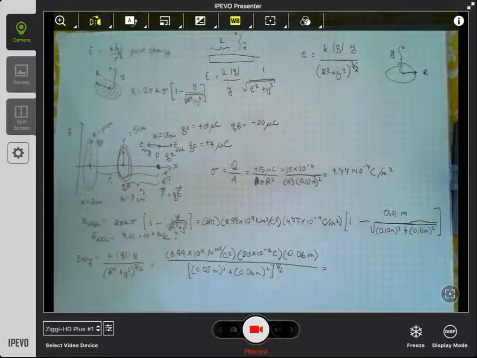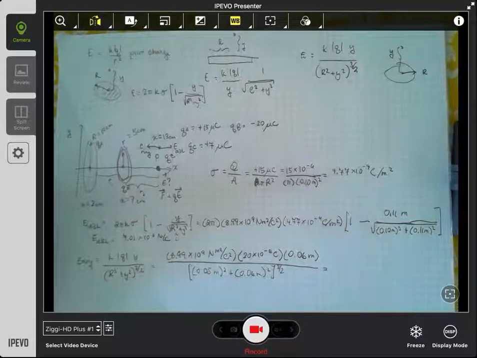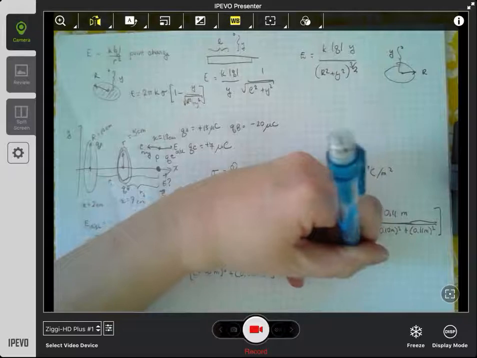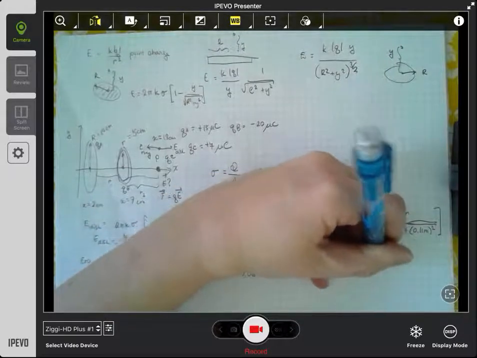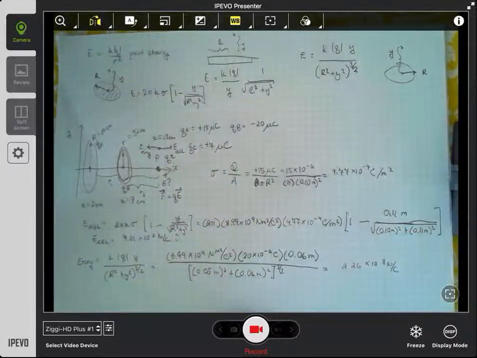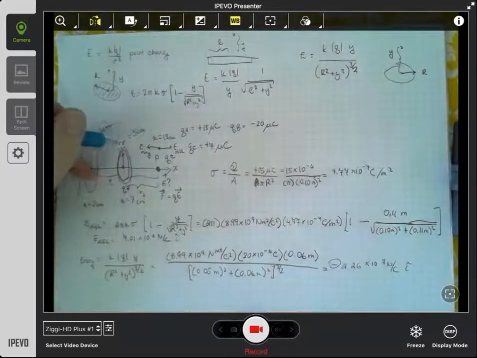9 e to the 9th times 20 e to the -6 times 0.06 divided by 0.05 squared plus 0.06 squared, all to the 3/2 power. All right, and I get 2.26 times 10 to the 7th newtons per coulomb, and this is in the minus i hat direction because we figured that out from over here.